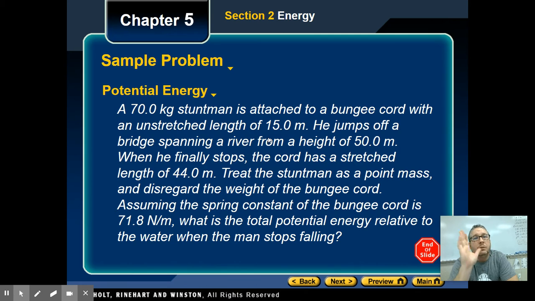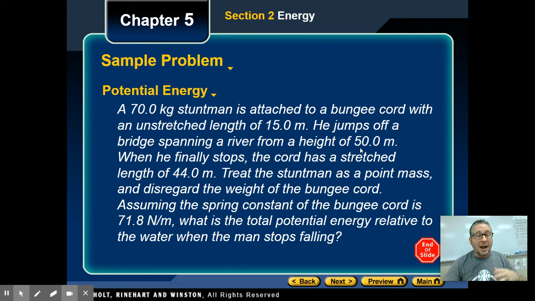Okay, so we have a ton of information here, but one thing that's not quite jumping out at us is that, when we're talking about gravitational potential energy, we have to determine what a zero level is. Well, in this case, it says it right here at the very end: the total potential energy relative to the water. So it says that he jumps off a bridge spanning a river from a height of 50 meters. So that bridge is going to be 50 meters above the surface of the water. So that means that the zero level is going to be the water.